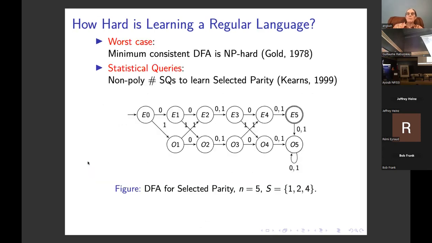So how hard is this problem? How hard is this feasible learning problem? What do we know about it? Well, there's Gold's result from 1978, which says if we're given a labeled sample of strings, a finite set of strings labeled positive and negative, then finding the minimum consistent DFA for that set of strings is NP-hard. So it's a worst case result for a particular thing you might want to do.